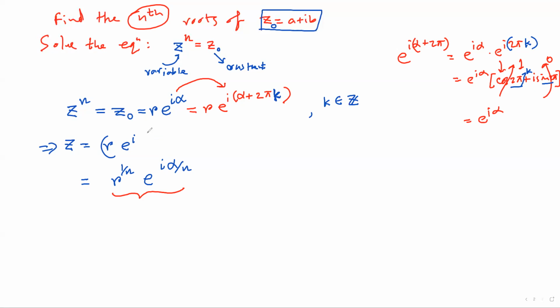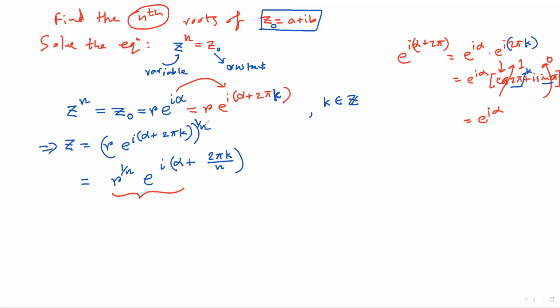So i times alpha plus 2 pi k, so that here I get i times alpha plus 2 pi k divided by n. Now you can see that I have already applied, I mistakenly removed the 1 by n here. I think I mistakenly removed a bracket closing also.